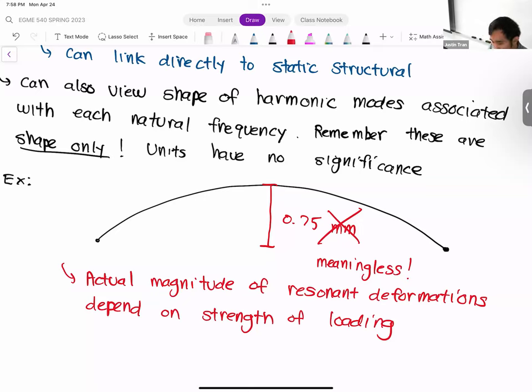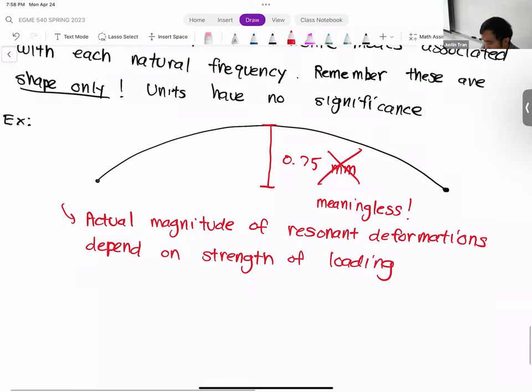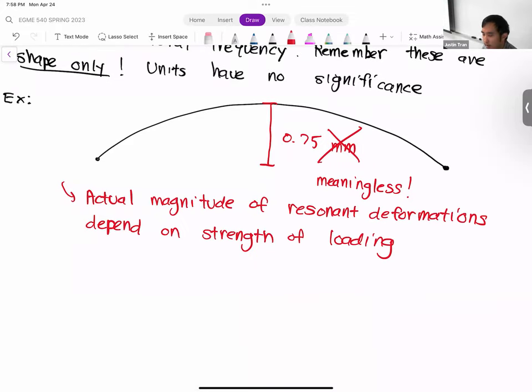And so the important thing to remember is that when you have resonance, you have to have some kind of oscillating load, okay? So the load itself has to also change according to whatever the frequency is.